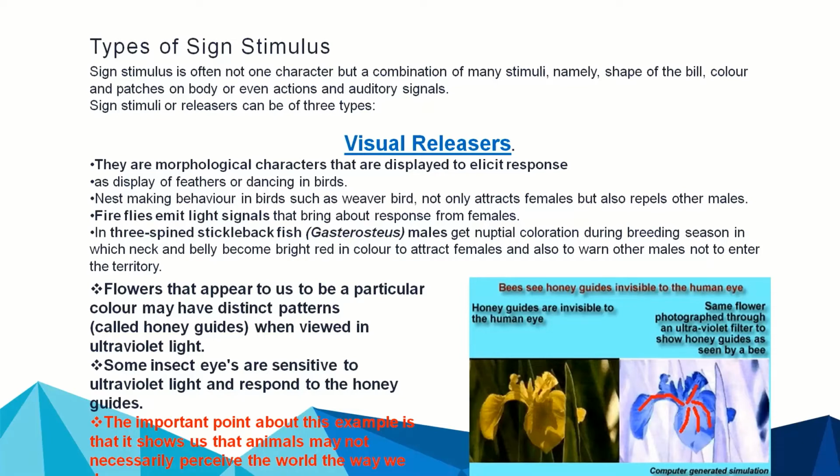We have seen the example of three-spined stickleback fish, that the male and female get different type of coloration during the reproductive season. The male, they develop a red belly and the female develop a swollen belly. So this nuptial coloration during breeding season, in which neck and belly become bright red color in males to attract female, also acts as a warning color to other male not to enter the territory.